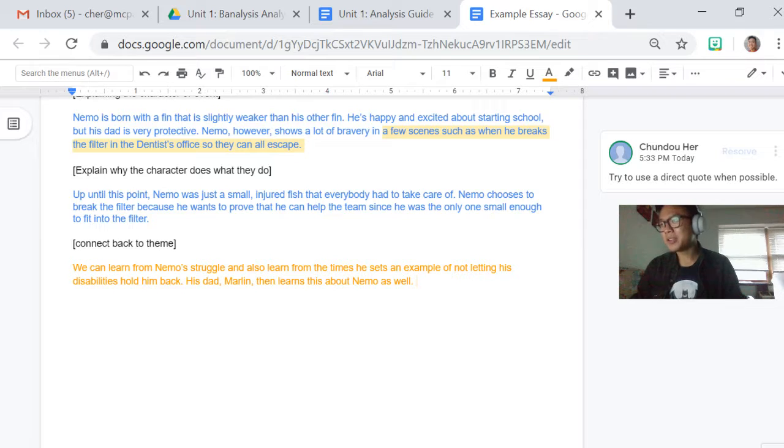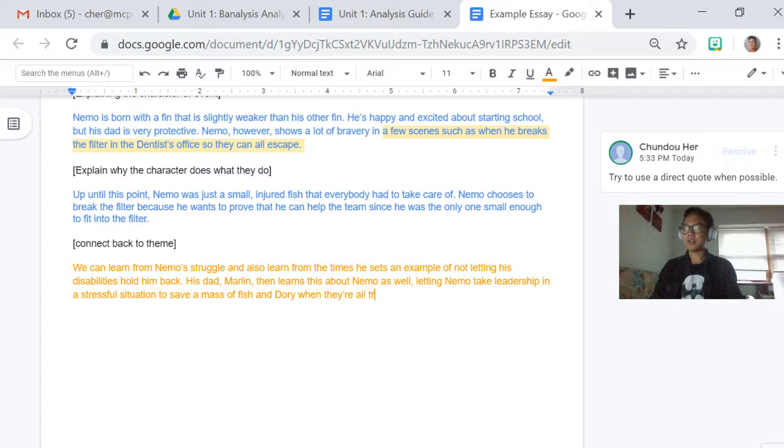So his dad, Marlin, then learns this about Nemo as well. Letting Nemo take leadership in a stressful situation to save a mass of fish and Dory when they're all trapped in a net. Okay, so that's like another little small connection that I can tell the reader about. So we can learn from Nemo's struggle, yada, yada, yada.